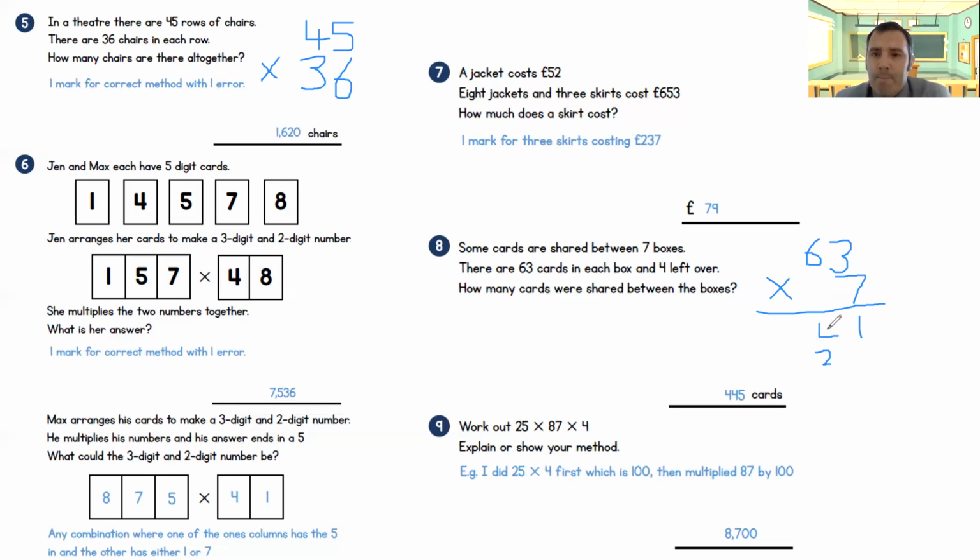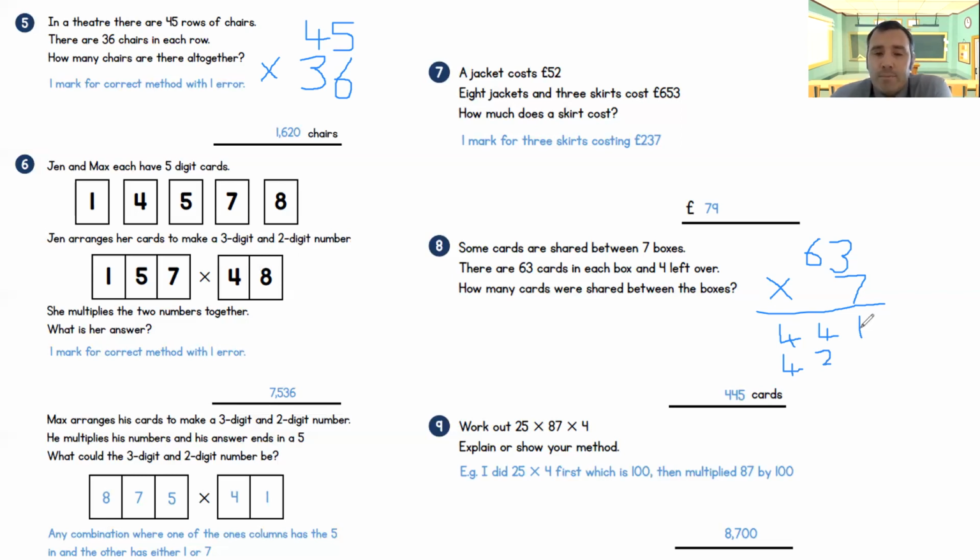That will go there. I'll exchange again. 7 times nothing makes nothing. Add the 4, 441. What I need to remember to add on is my 4 here that were left over. So if I've got 441, I'm afraid that's not correct. We need to have the 4 left over. That will tell us how many cards we shared between the boxes.